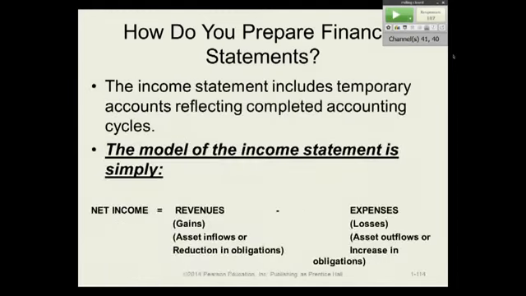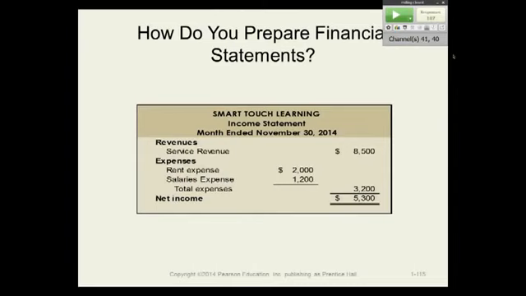Now, the model of the income statement, again, revenues or gains, asset inflows or reductions of liabilities, minus expenses or losses. And here it is. This is the income statement for Smart Touch Learning. A couple of points to recognize. You got the title of the company. So remember, if this is an exam or homework or a quiz, you have to basically have the title of the company, the income statement, and it's for the month ended. It's a flow. The income statement is over a period of time.